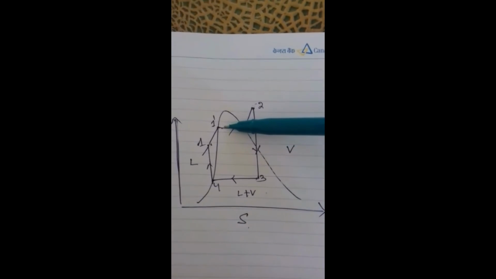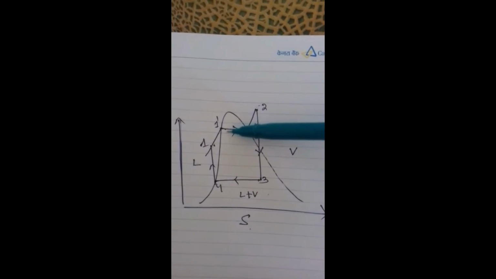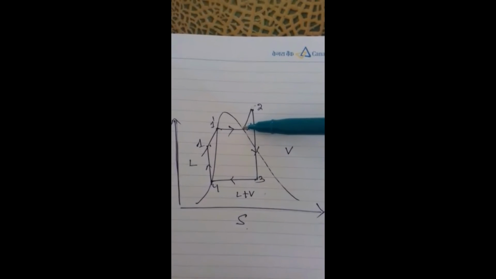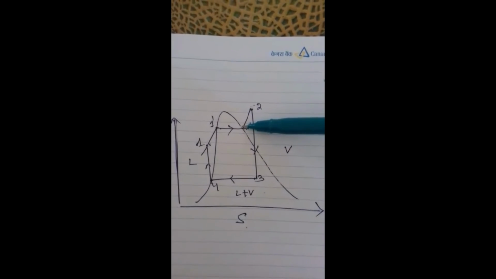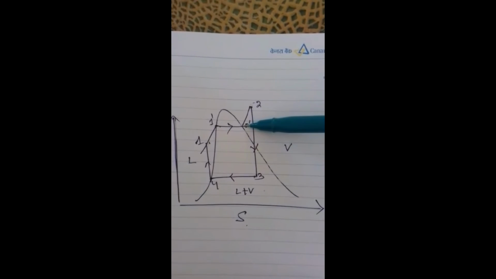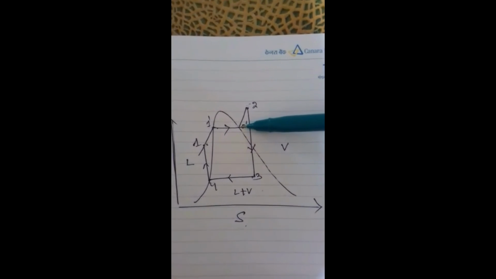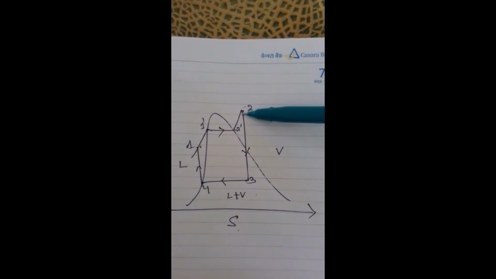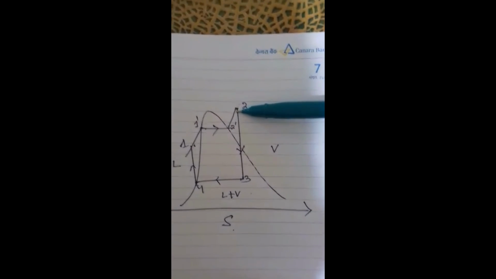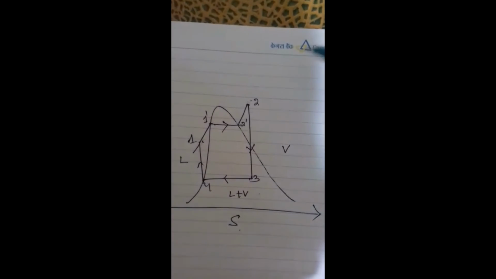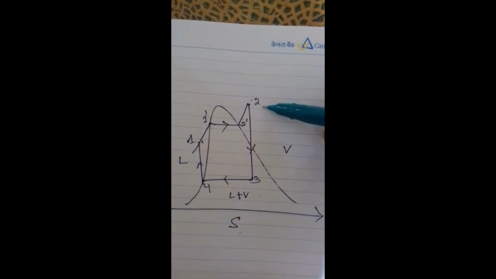1 to 1' is the heat addition, or sensible heat addition, in the liquid water. 1' to 2' is the phase change, that is, at constant temperature and pressure the liquid water changes in phase to the vapor, saturated vapor condition. Then from 2' to 2, heat is again added to the saturated vapor and it goes to the superheated region. Superheated state comes at state 2.